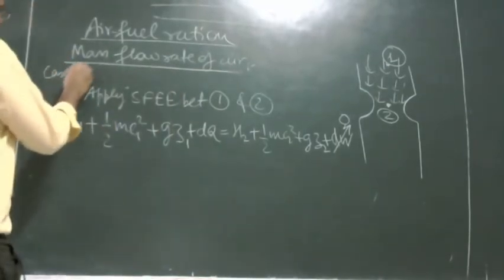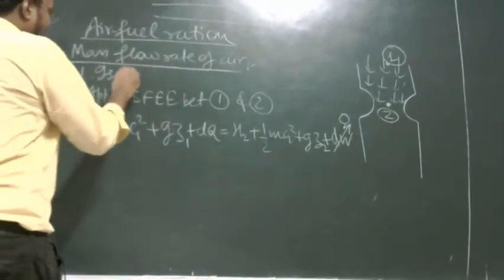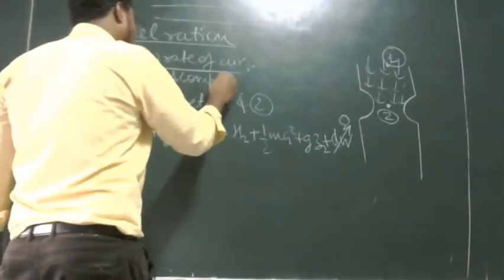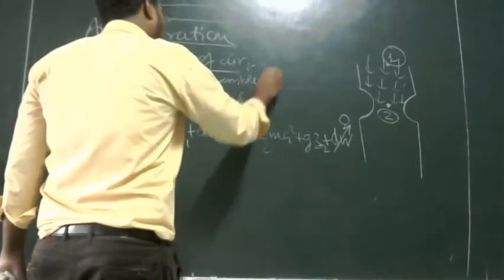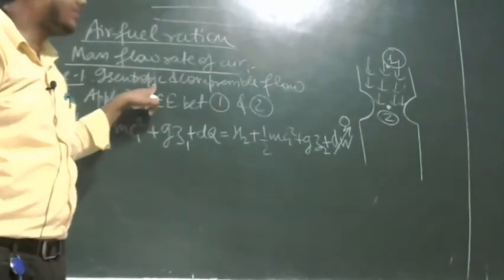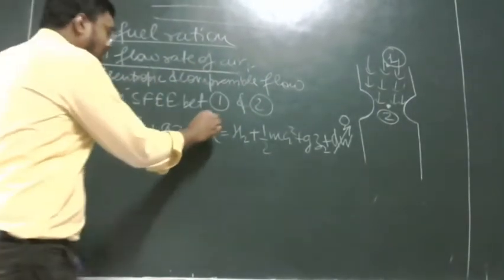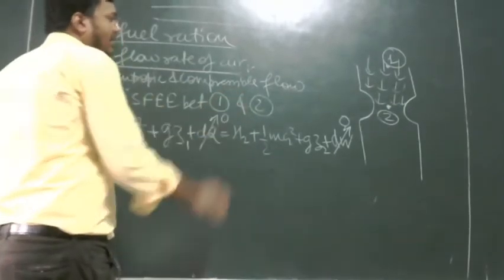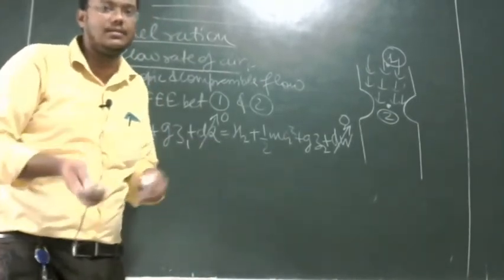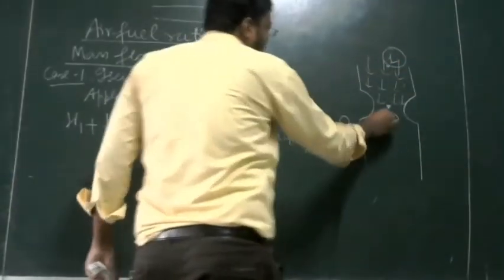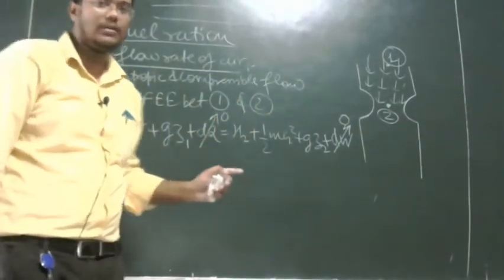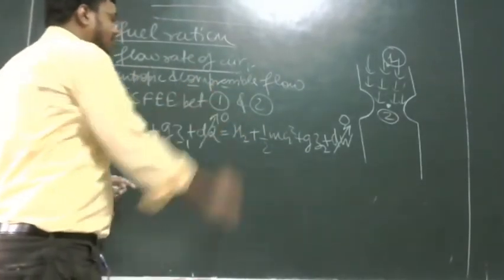Assume this is case first, where flow is isentropic and compressible flow. We are doing the analysis for isentropic and compressible. Isentropic means adiabatic, so there will be no heat transfer, so dq will also be 0. Compressible means air can be compressed, means density can be changed, volume can be changed. So at point 1 and point 2 density will be different. At point 1 density will be rho 1 and at point 2 density will be rho 2. Okay, because flow is compressible.